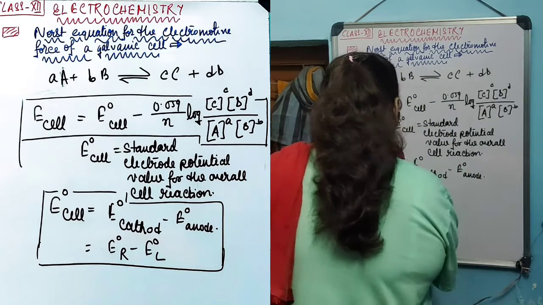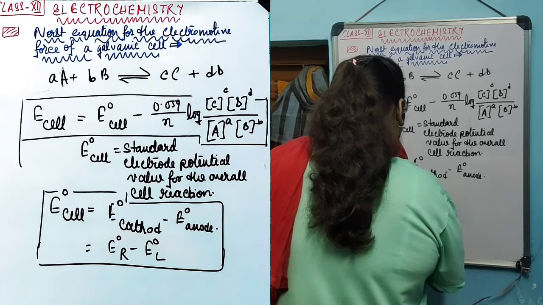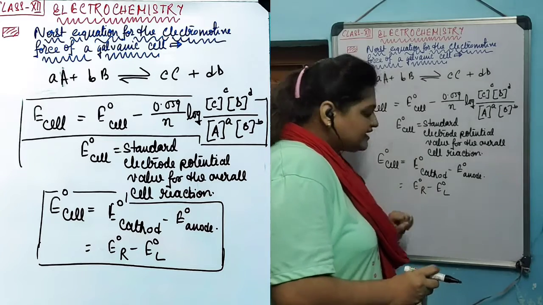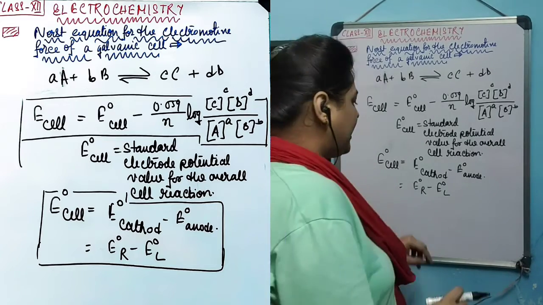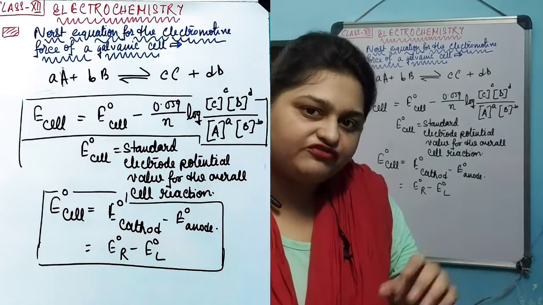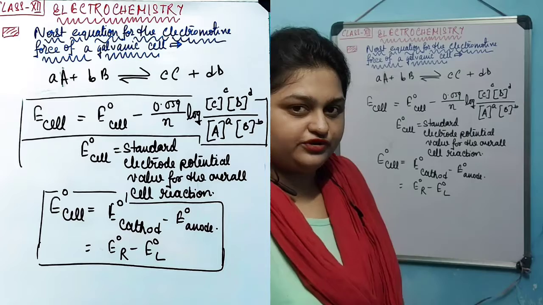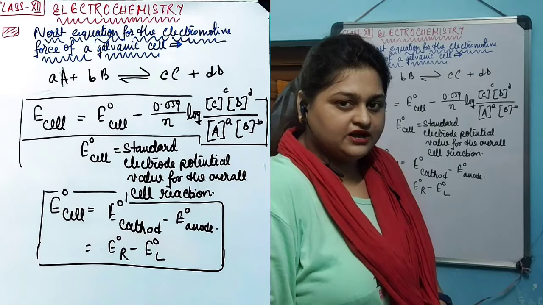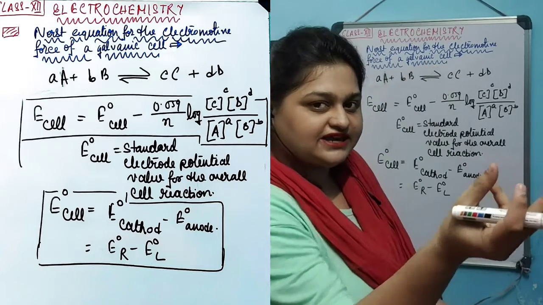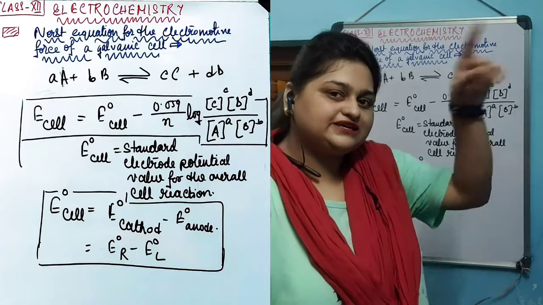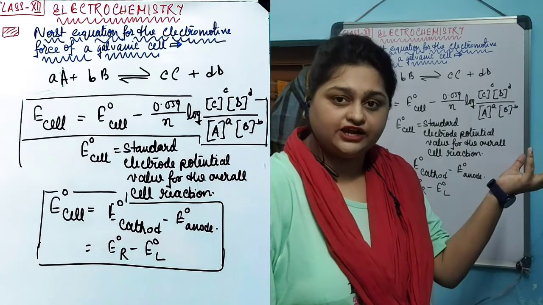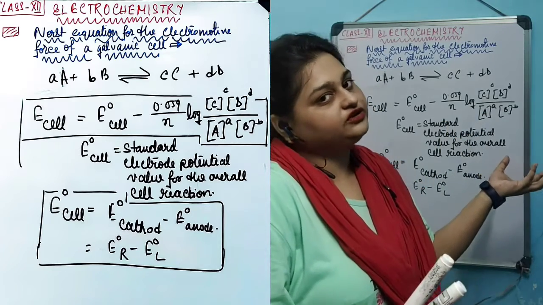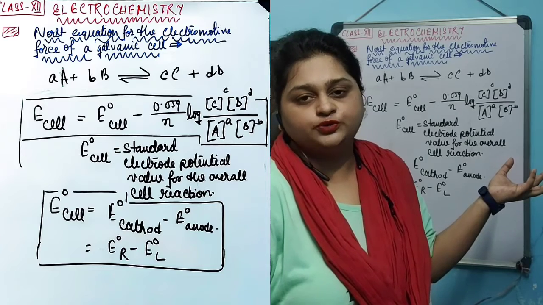That is, E naught R minus E naught L: the standard electrode potential of the right hand side electrode minus the standard electrode potential of the left hand side electrode. That is in a galvanic cell. If you remember the construction, there was one half cell, one half beaker, present on the right side, and it was connected by external wiring with the left hand side half cell. Both half cells had their own reaction, their own standard reduction potential.